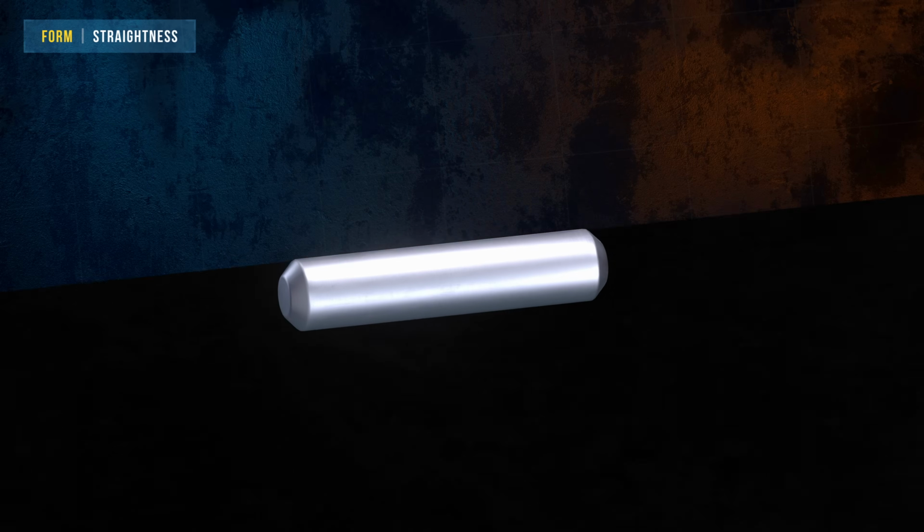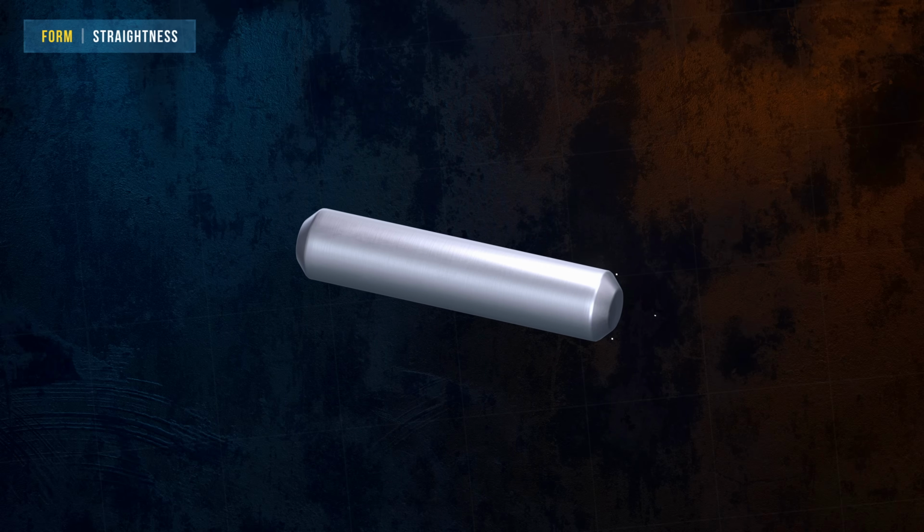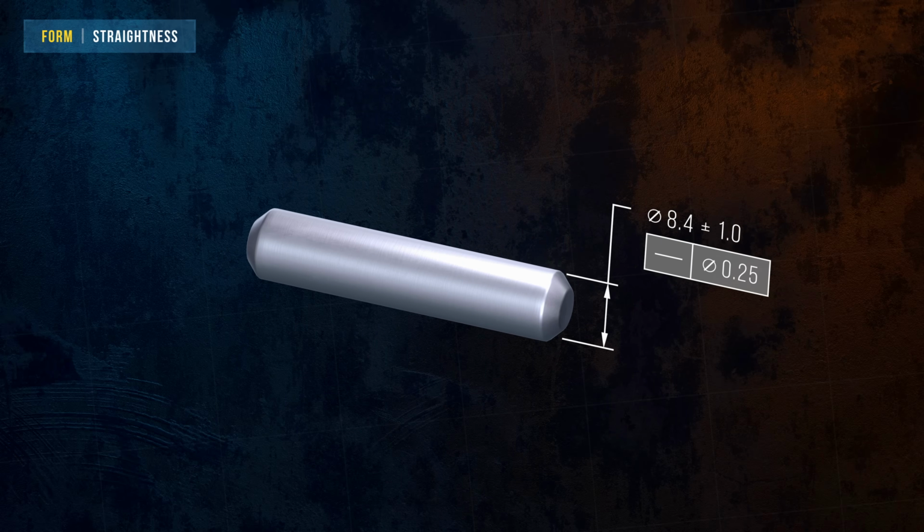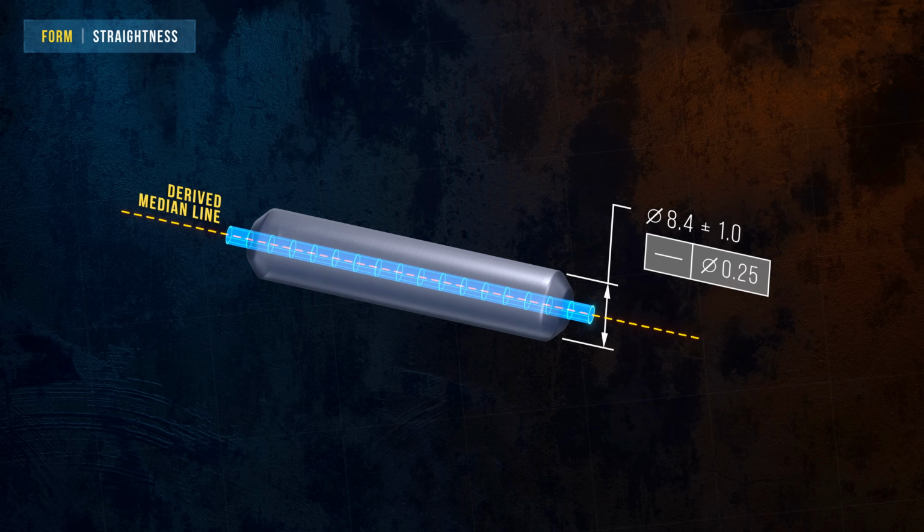When straightness is applied to a feature of size instead of a surface, the tolerance zone is cylindrical, and it applies to the axis of the feature. You might apply a straightness tolerance to the axis of a pin, for example, to make sure it will engage properly with a hole.